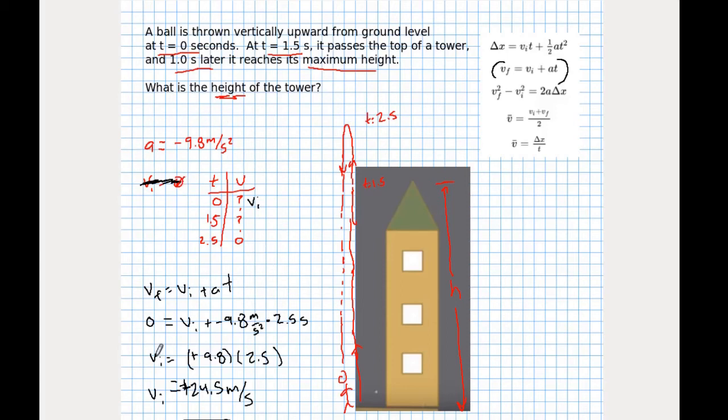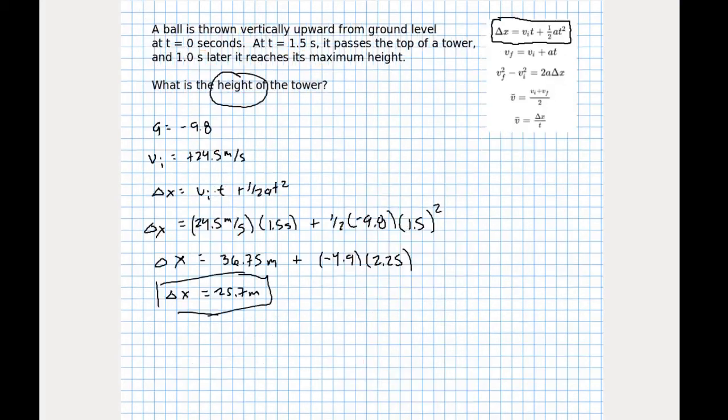So we plugged that into the equation describing the changes in velocity, and we figured out that the initial velocity must have been 24.5 meters per second. Once we get that, we can use that with the displacement equation to figure out how far the baseball must have flown until it reached the high point of the tower at time 1.5 seconds.